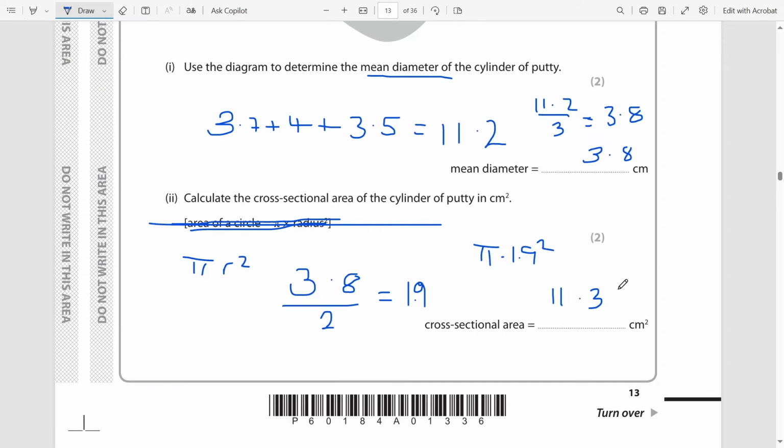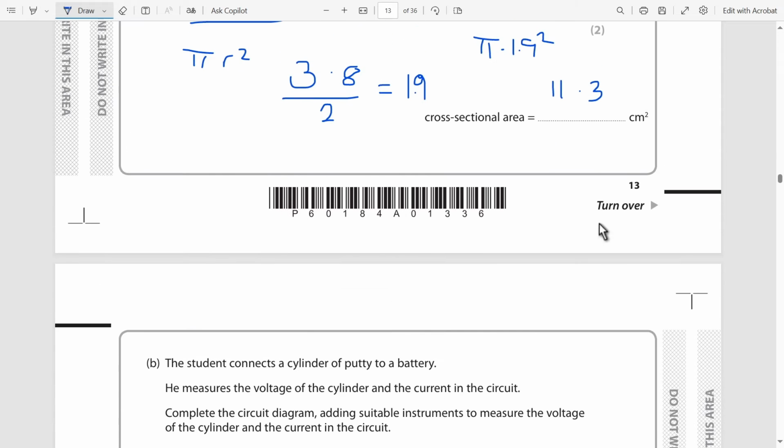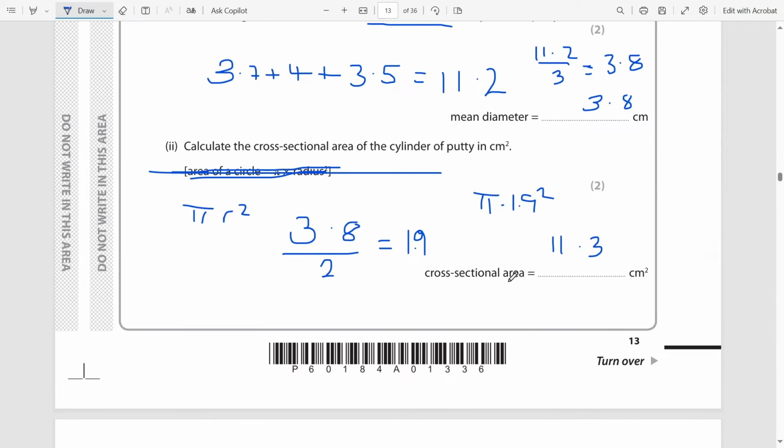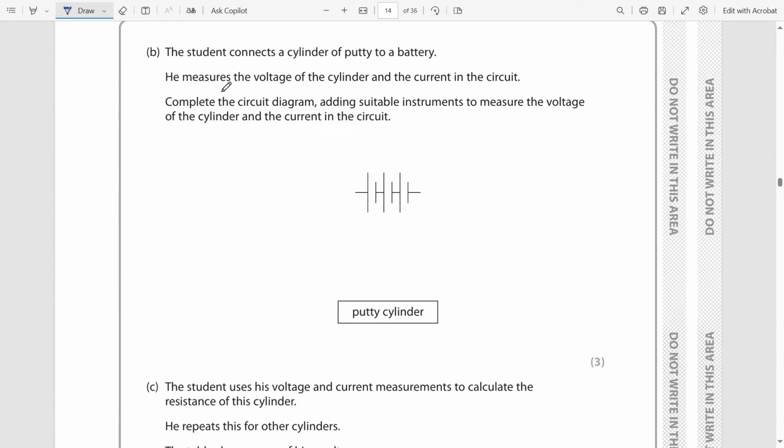Okay, so there's that. Yeah, that's the right answer. If you guys came up with a different answer for this one and you didn't come up with 11.3, that's okay, as long as your answer was between the range of 9.6 and 12.6 centimeters cubed.